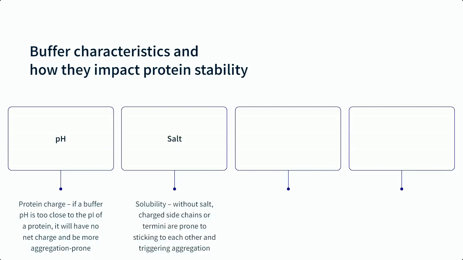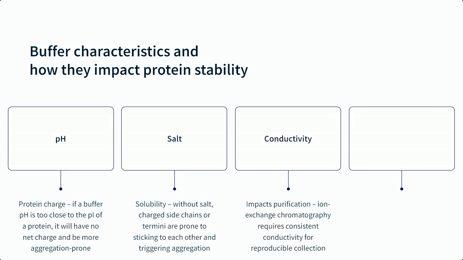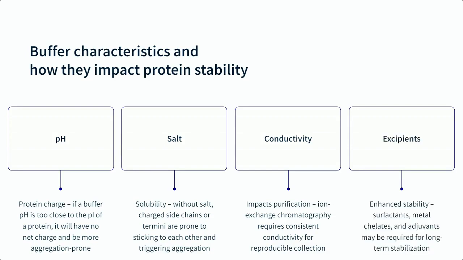Next, salts have a significant impact on the solubility of proteins in solution. With no salt, charged side chains or termini tend to attract each other, which can lead to aggregation. Third, the conductivity of a buffer will impact purification. And we know that ion exchange chromatography needs consistent conductivity, so it's just important to be mindful of this. And last, excipients such as surfactants, metal chelates, and adjuvants can enhance stability to keep monoclonal antibodies intact during transportation and long-term storage.